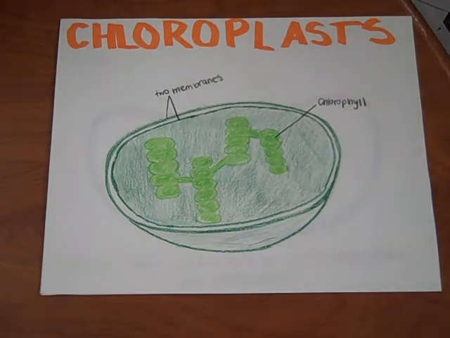Chloroplasts are an organelle that are only found in plant cells. They capture energy from sunlight and convert it into chemical energy. This process is called photosynthesis. Inside the two outer membranes of the chloroplast, there are large stacks of other membranes which contain the green pigment chlorophyll.